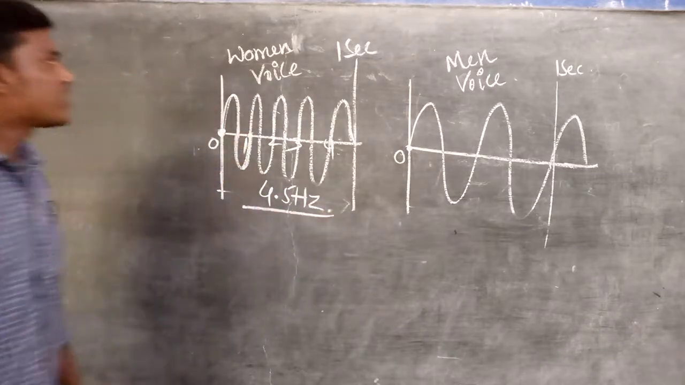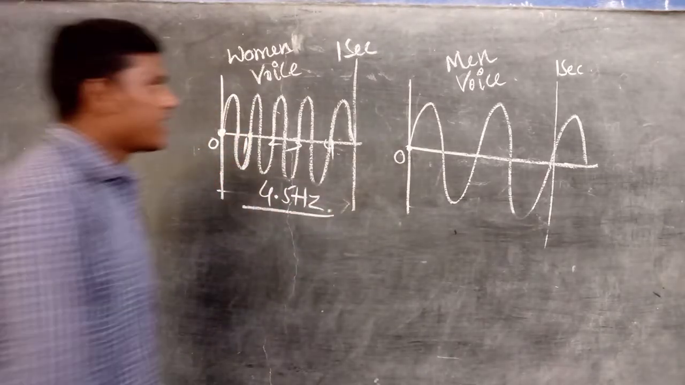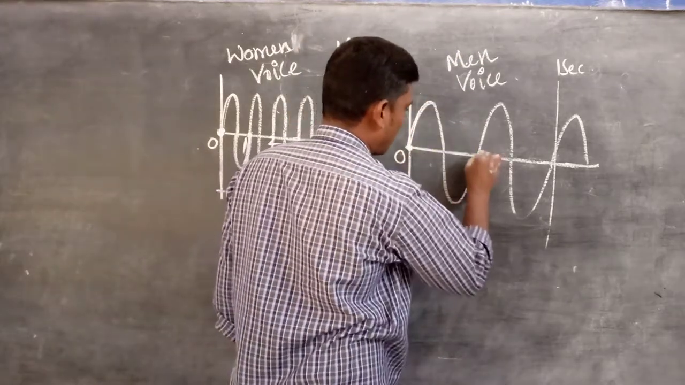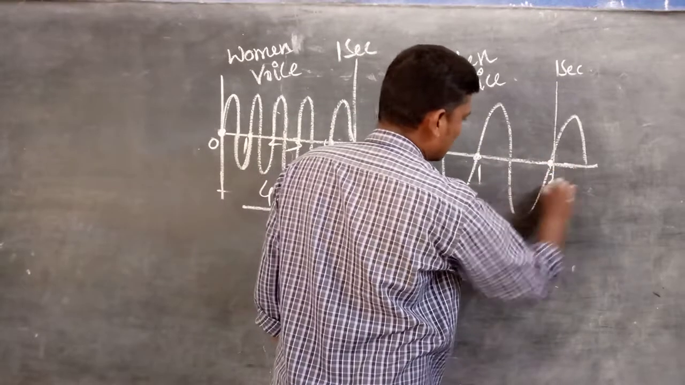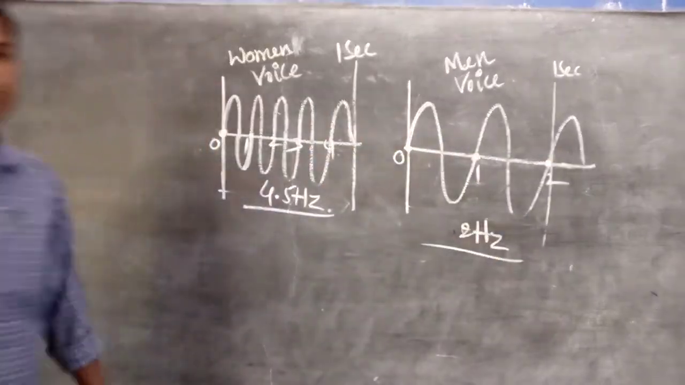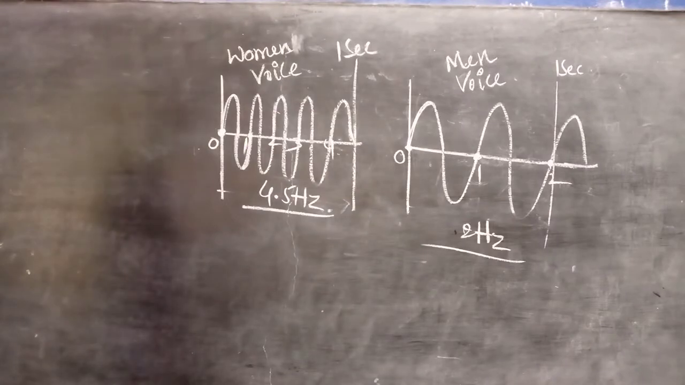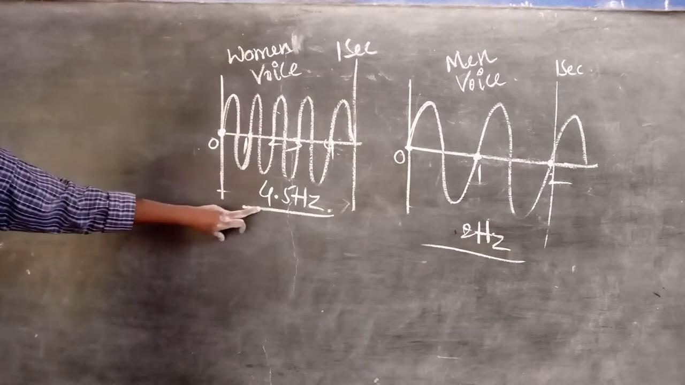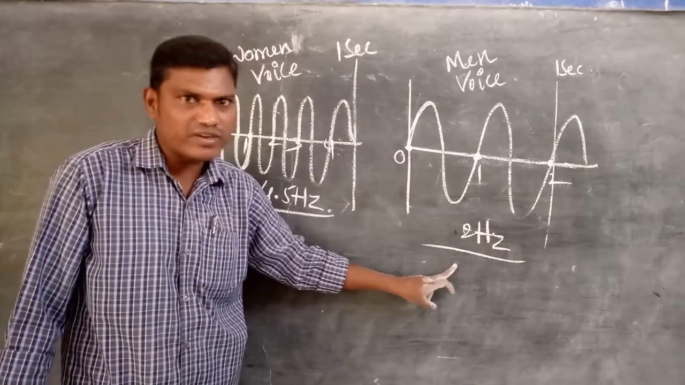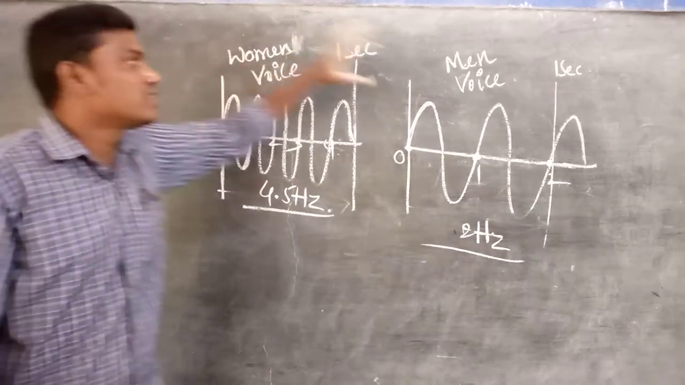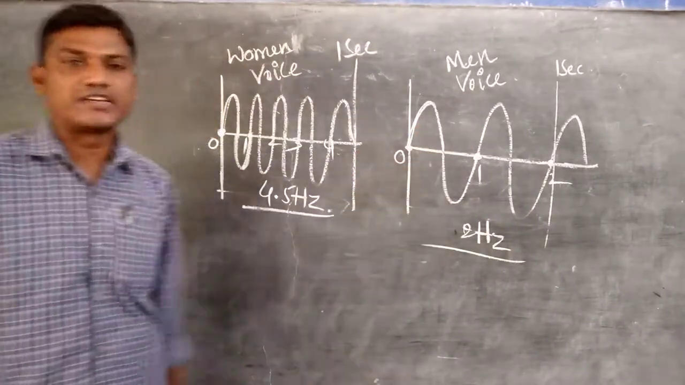This is the frequency of the woman's voice. Next, in the case of men, from here up to here is 1, 2. That's right, 2 Hz. This is the frequency of the men's voice. Now you are observing that the woman's voice has more frequency and the men's voice has less frequency. So generally the woman's voice is coarse, the men's voice is loud. You know that.